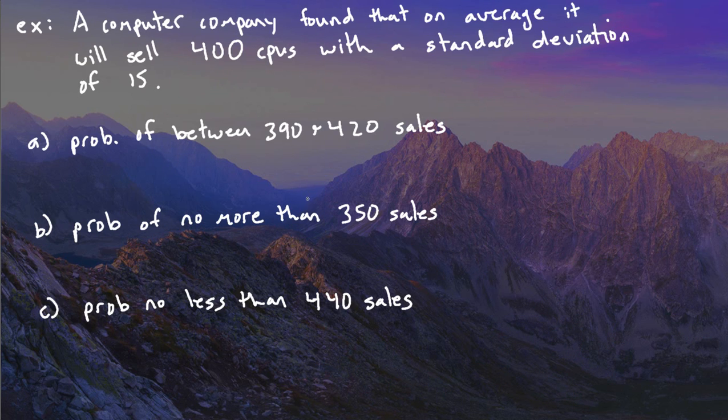Okay, so let's take a look at another example. A computer company found that on average, it will sell 400 CPUs. So this is our mean, with a standard deviation of 15. What is the probability that this company will sell between 390 and 420?